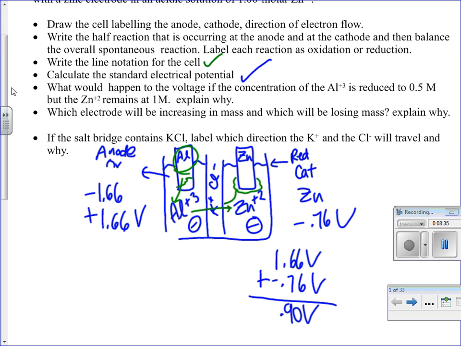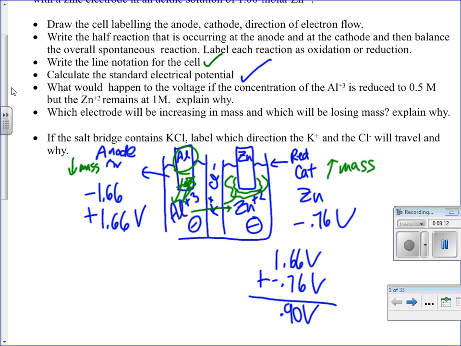Then in our drawing we can see it says which electrode will be increasing in mass and which will be losing mass. I know, even just based on that line notation, that the zinc is growing. It's forming more elemental zinc. So that's why I have this drawn. This is growing. But then the aluminum is reducing down and becoming aluminum plus 3. So aluminum will lose mass. The anode goes down in mass, so loss of mass, where the cathode is going to gain mass because you're forming the element on there.